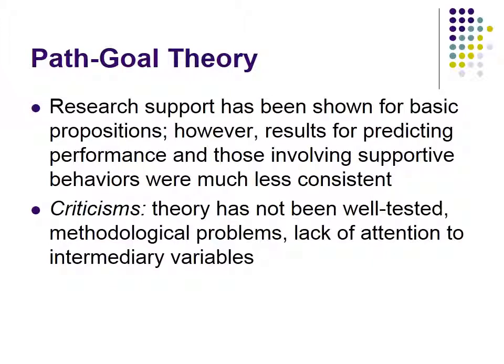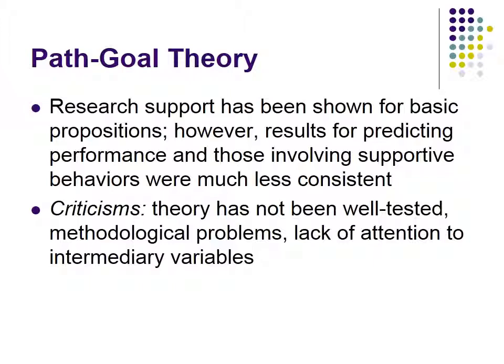Research support has been shown for basic propositions. However, results for predicting performance and those involving supportive behaviors are much less consistent. So what's been found is that each one of the links in path-goal theory has some support. But it's still a fairly complex theory, so the theory has not been well tested. There are methodological problems and a lack of attention to intermediate variables.